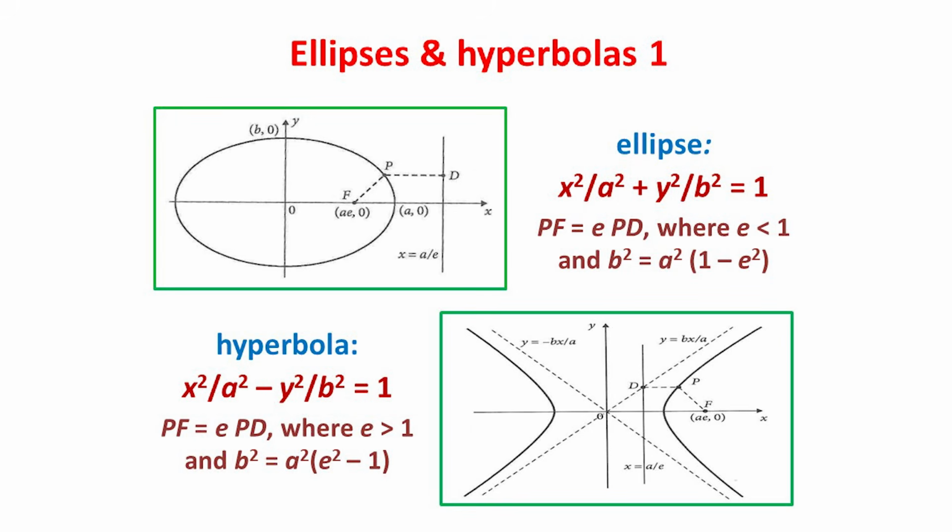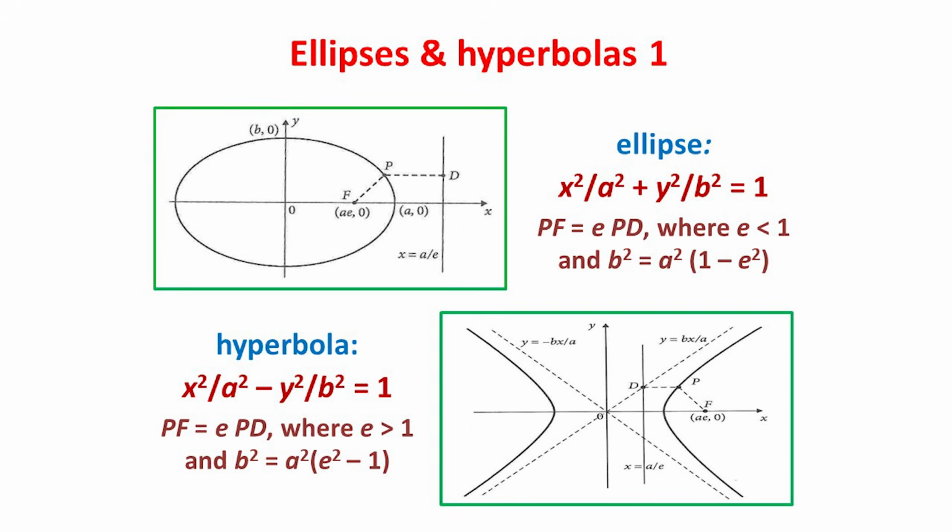For ellipses and hyperbolas, the situation is similar, except that instead of the distances from P to the focus point and to the directrix line being equal, the distance to the focus is now always a constant multiple e times the distance to the directrix line, where e, the eccentricity, is less than 1 for the ellipse and e is greater than 1 for the hyperbola. For both curves, the focus is then the point ae, 0, and the directrix is the line x equals a over e.